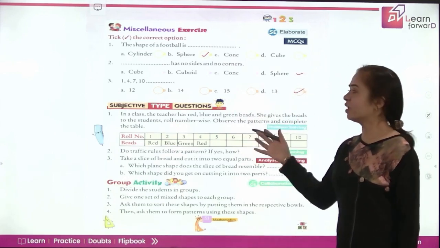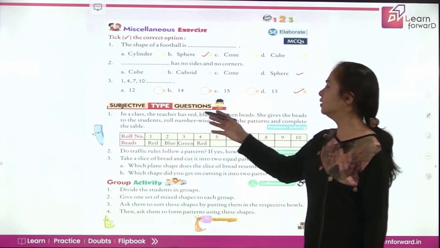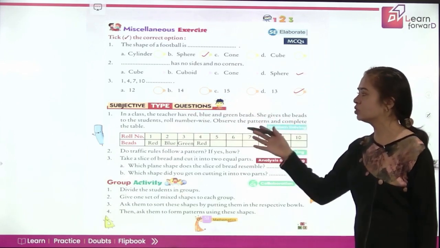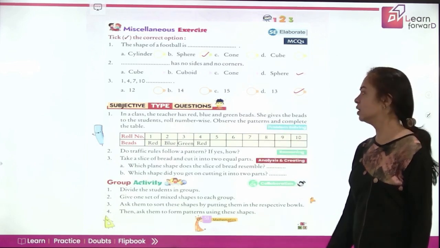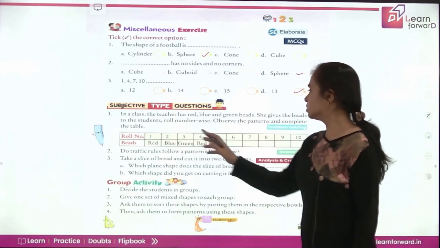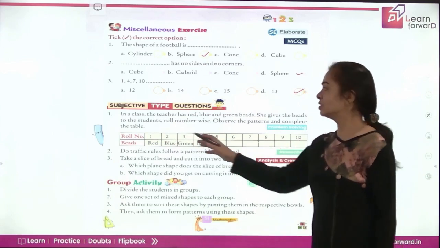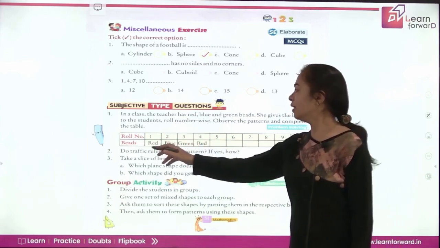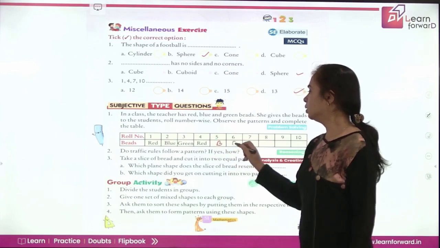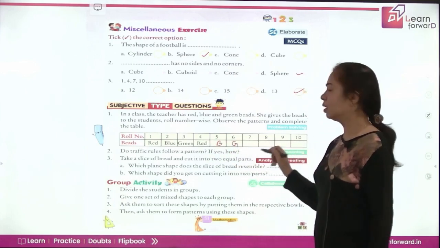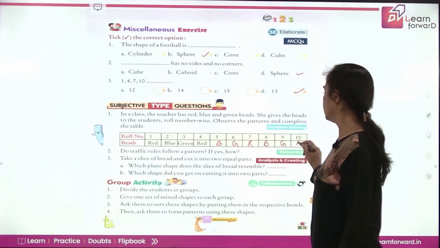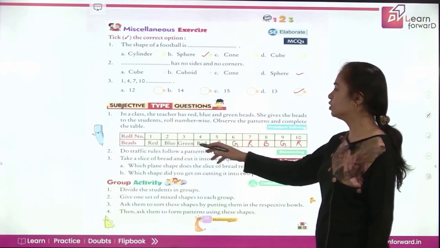Now, subjective type questions for you. In a class, the teacher has red, blue and green beads. She gives the beads to the students roll number wise. Now, observe the patterns and complete the table. So, this is the roll number wise. This is the list and then beads. Red, blue, green, then red. This will be blue, green and you will continue the pattern. Red, blue, green, red.